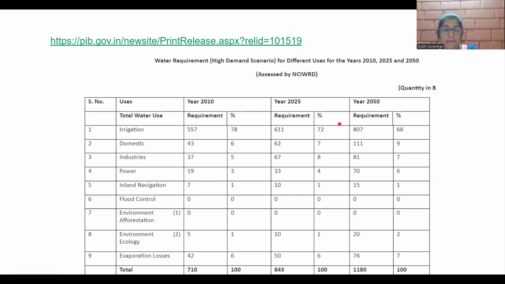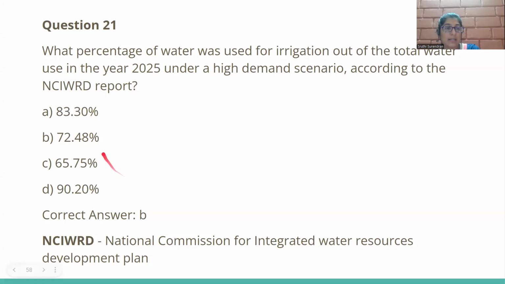So here they say 72 percent will be used for irrigation. In 2010, if 78 percent was used, 72 percent will be used in 2025, and by 2050 it is going to reduce to 68 percent. So the correct answer here is B, because around 72 percent, 72.48 percent, is the answer given. So it will be this one.